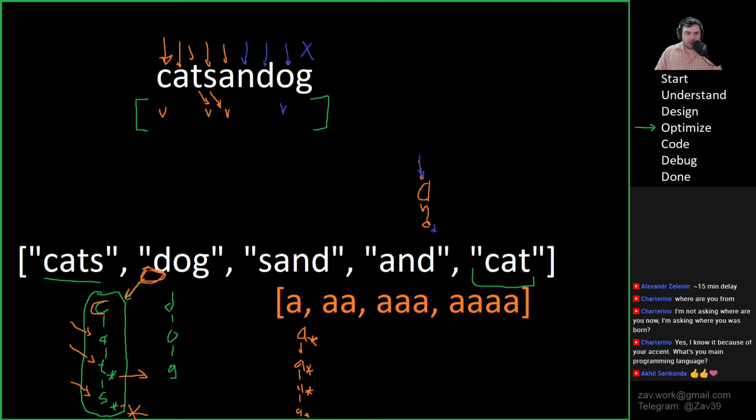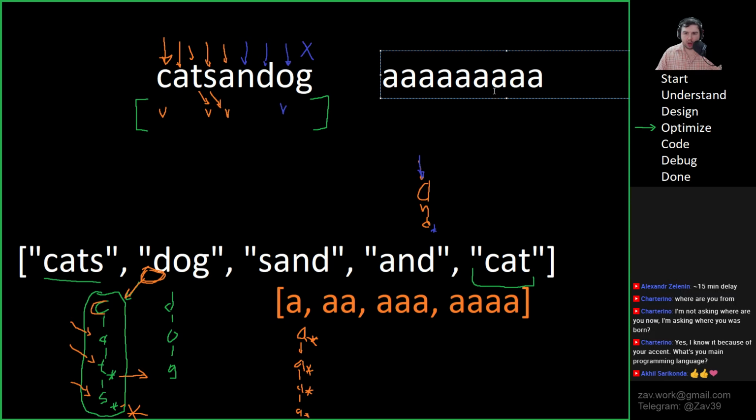Okay, let me repeat it quickly for a case with a lot of A's, to see how it will work. So for example, we have a lot of A's. What will happen in this case with my algorithm?